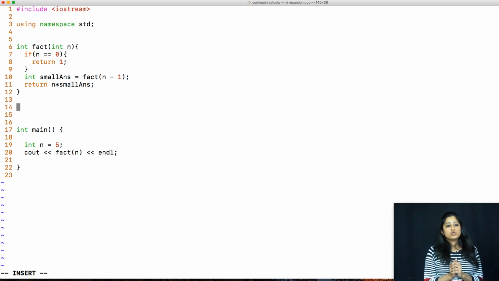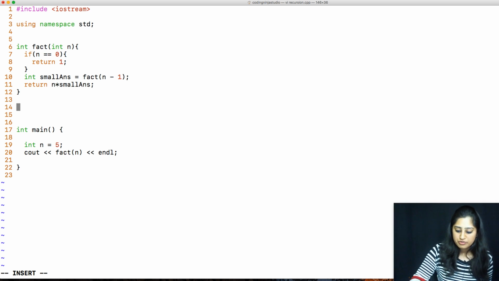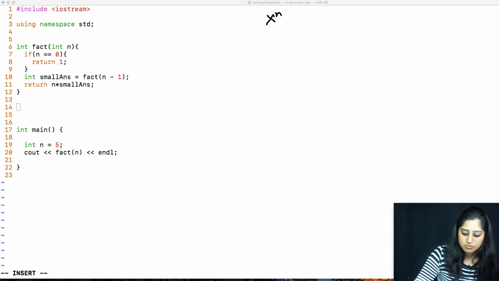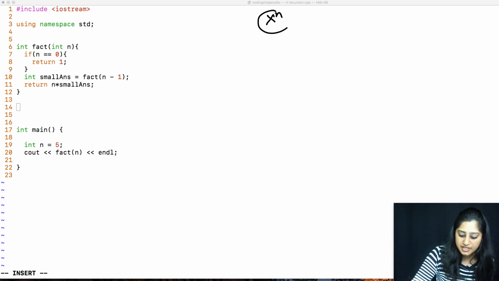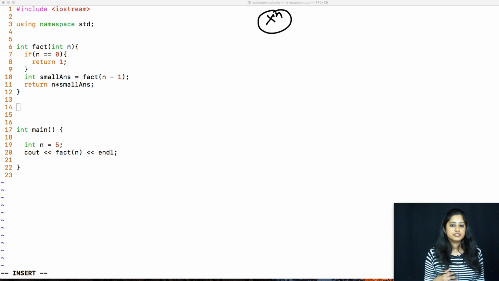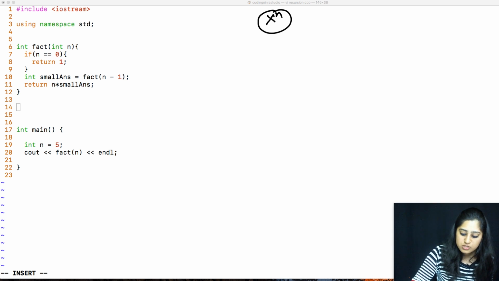Okay, so the next problem that we will discuss is to calculate the power of a number recursively. So what you have to do is figure out x to the power n. So x and n will be provided to you by the user. You will know what the value of x and n is, and you have to calculate x to the power n and return the result. Okay, so I'll assume the power will be positive for now.